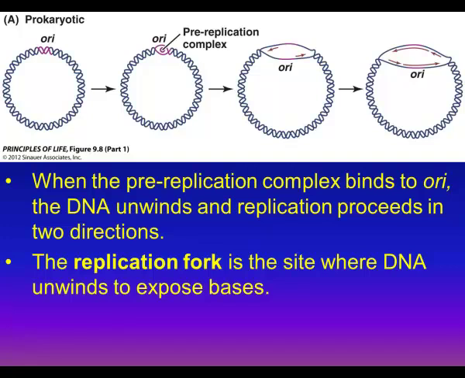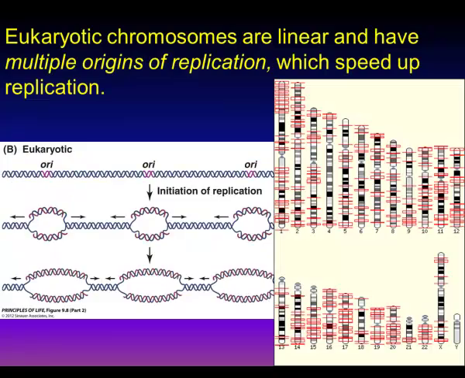When the pre-replication complex binds to the origin of replication and the DNA unwinds, replication proceeds in two different directions. We use the term replication fork to describe the site where the DNA is unwound. The example that we just looked at was one of a prokaryotic chromosome, and you saw from that slide that prokaryotic chromosomes have only a single origin of replication.